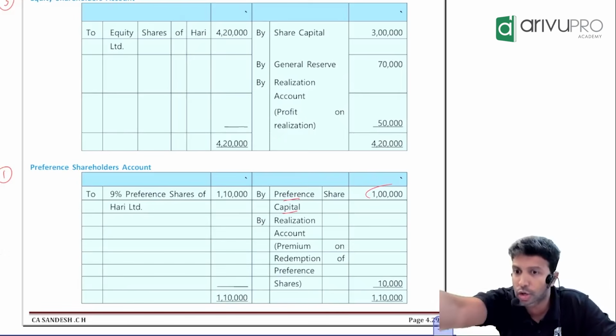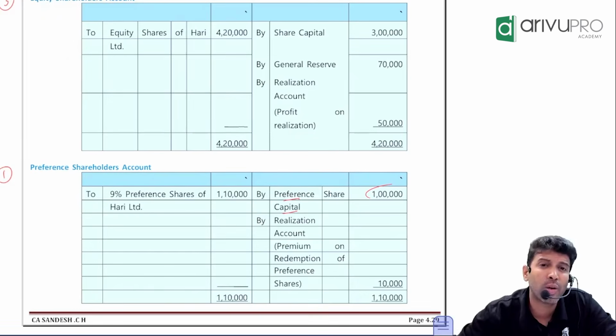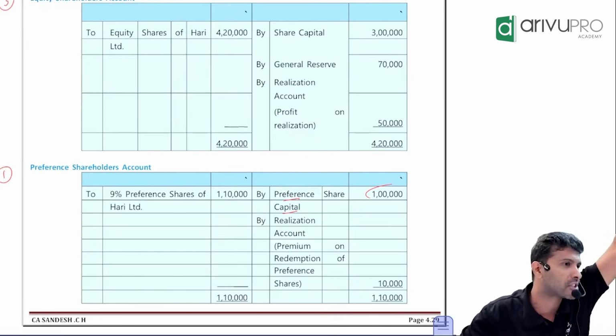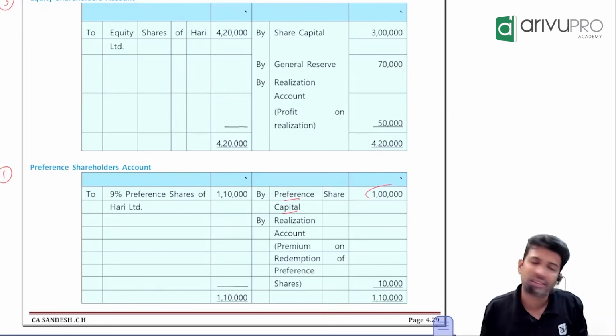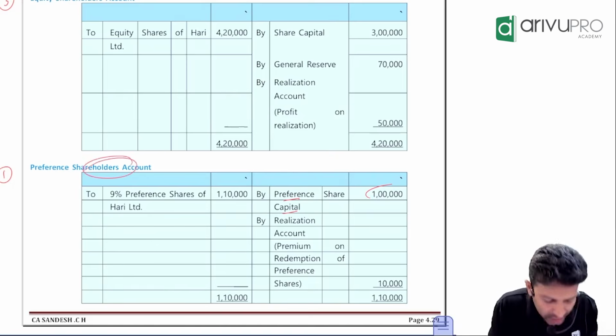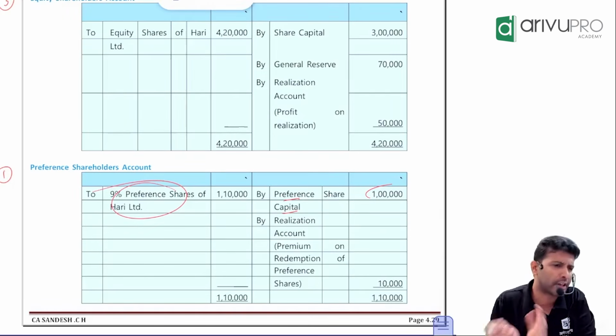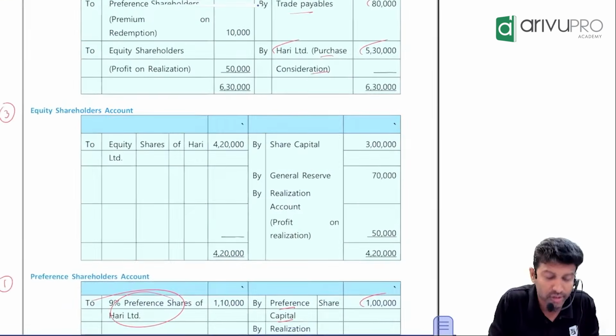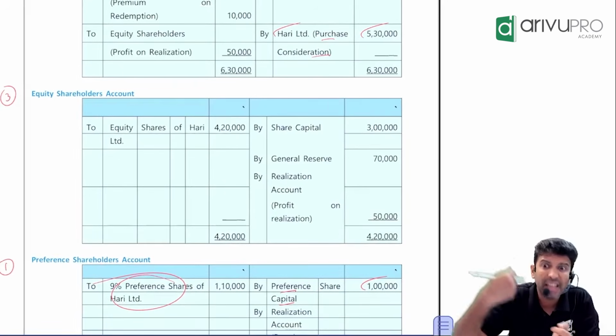Preference shareholders to cash. Did preference shareholders get cash or did they get new preference shares? That means what entry will you pass? Fill it up for me. Preference shareholders account debit to new preference shares. Don't write preference share capital, because it is capital for the company issuing.